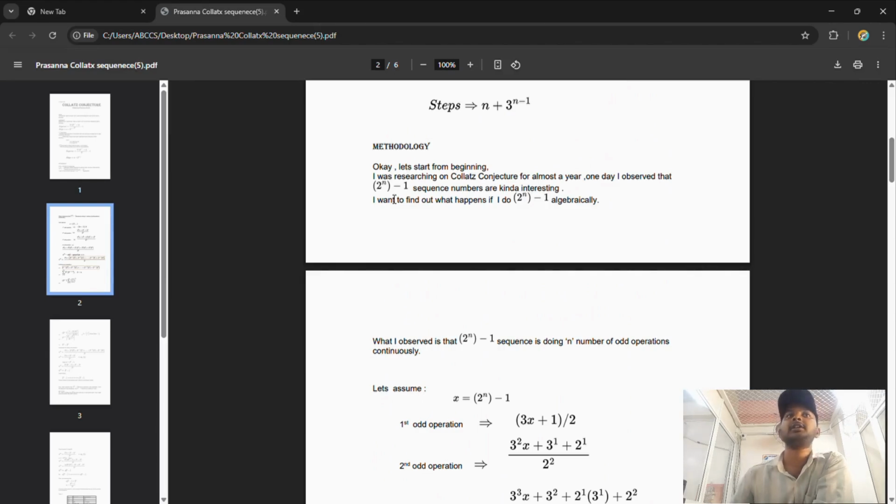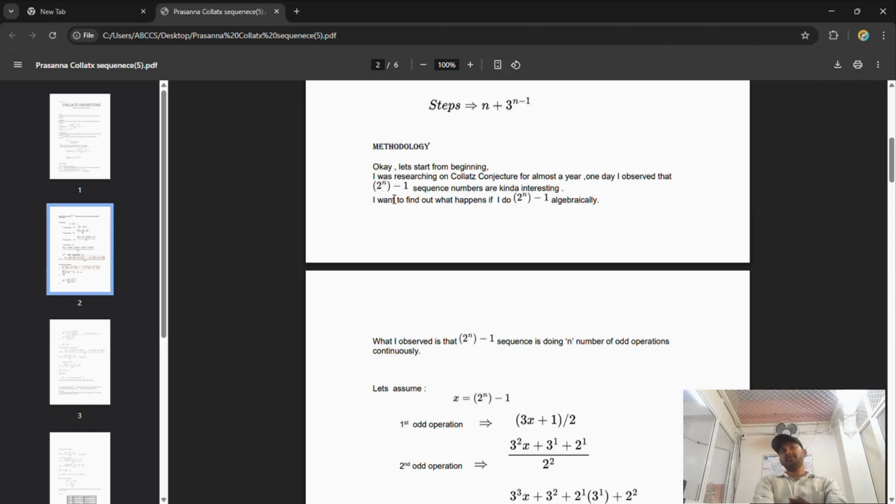Okay, let's start from the beginning. I was researching the Collatz conjecture for almost a year. One day I observed that the sequence of numbers 2 to the power of n minus 1 is kind of interesting, where n belongs to the natural numbers. I wanted to find out what happens if I do 2 to the power of n minus 1 algebraically. For the first 4 months, I was so confused, I was unable to find anything at all.